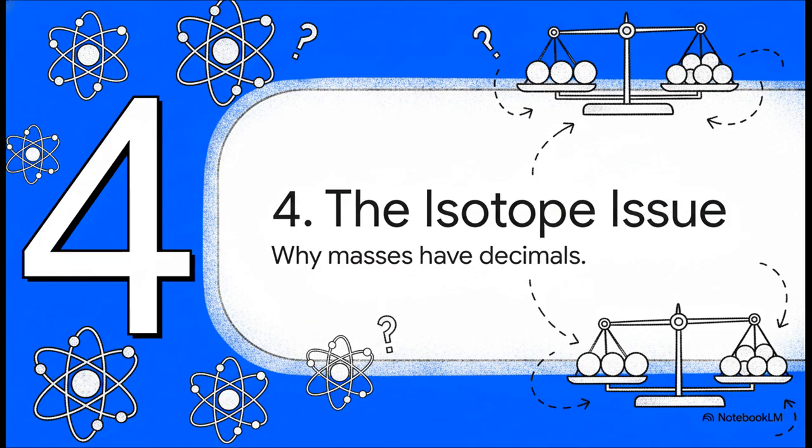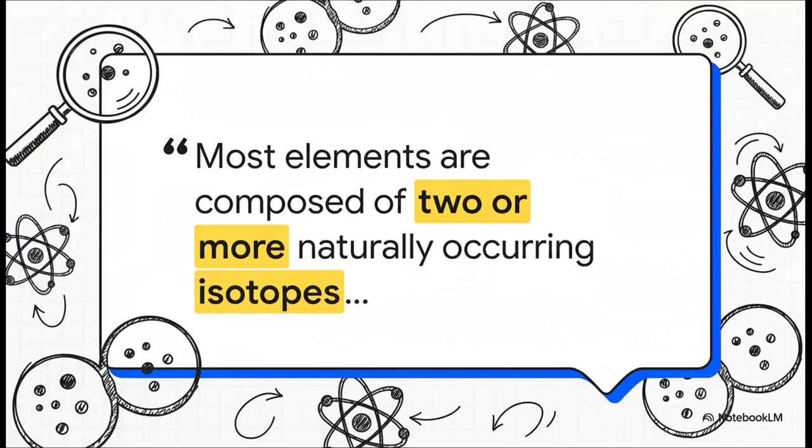Okay, but wait a second. This brings up a new question. If protons and neutrons each weigh roughly 1 AMU, then shouldn't the total mass of an atom be a nice, clean, whole number? So why, when you look at the periodic table, do you see numbers with decimals like 35.5 for chlorine? Well, the answer is that when you grab a chunk of any element out in the real world, it's usually not made of just one type of atom. It's actually a mix of slightly different versions of that element, and these different versions are called isotopes.